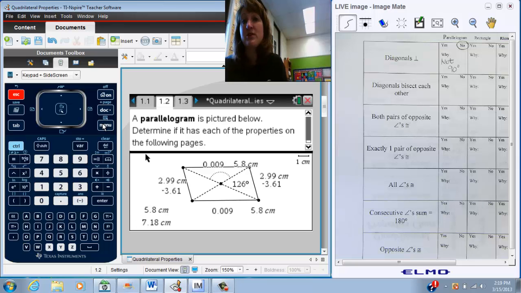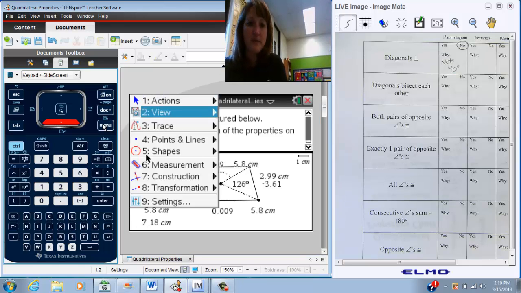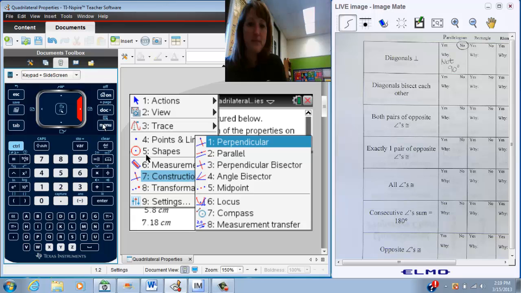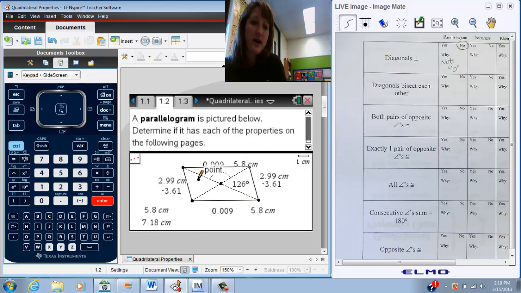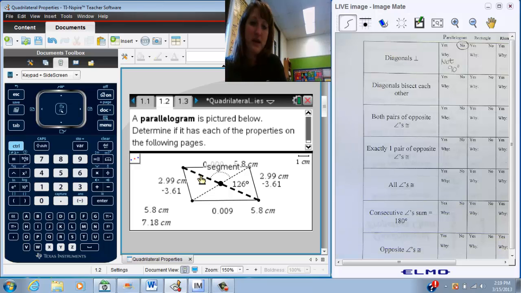Again, you can go through and you can measure all four pieces, but if you're trying to save a little bit of time, what you might want to do is just see if they have the same midpoint. Now, midpoint is not in our measurement menu, it's in our construction menu. So I'm going to go to midpoint, I'm going to point to the first diagonal and see how it kind of pops up there. And then I'm going to go to the second diagonal, point to it, click, and again it pops up in the same spot. So because they have the same midpoint, those diagonals bisect each other.